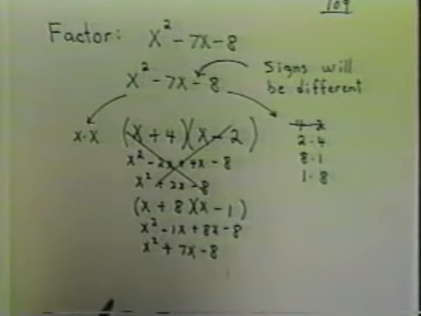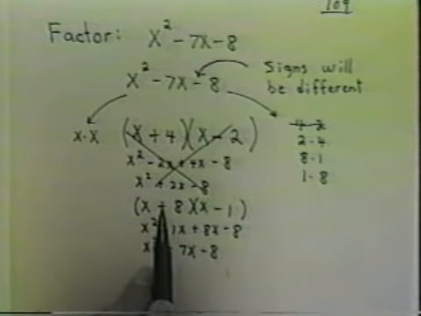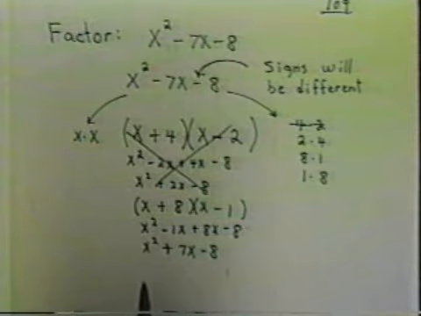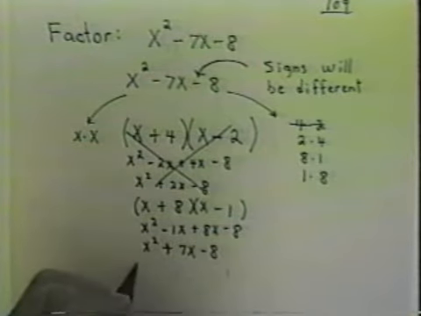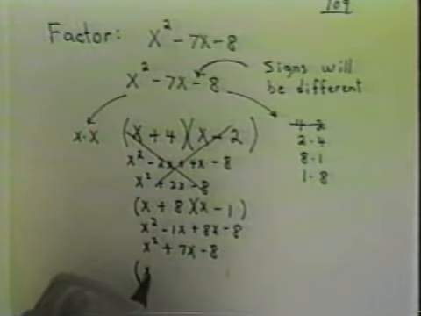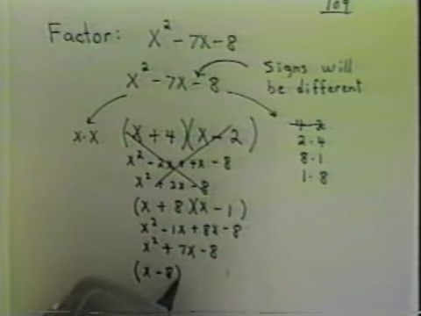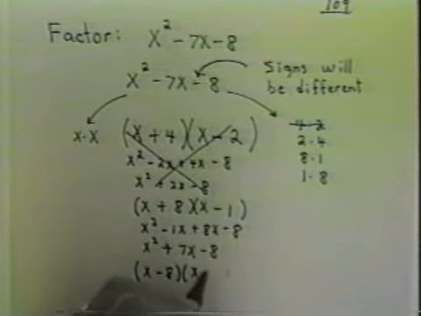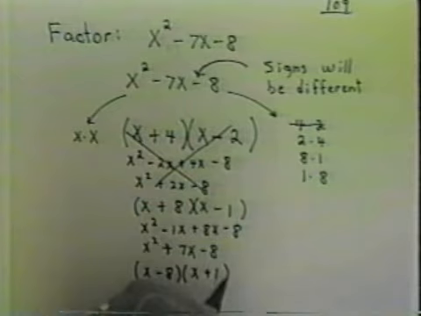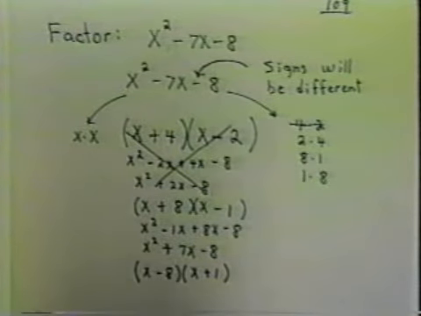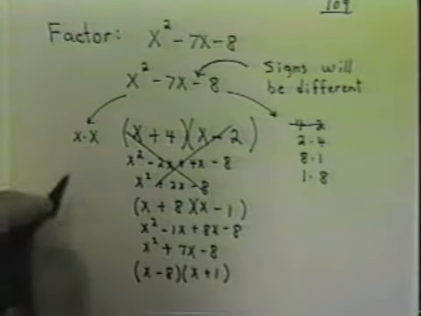When that works, you know that the only thing wrong is that you guessed wrong on the signs. Rather than being plus negative, it should have been negative plus. So I know now my answer is going to be x minus 8 times x plus 1. But even though I've told you we know that's the answer, let's check anyway. Always check before you circle it.